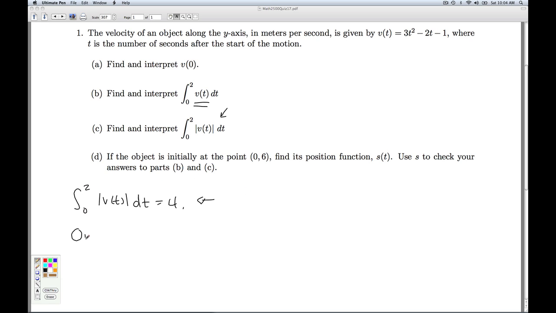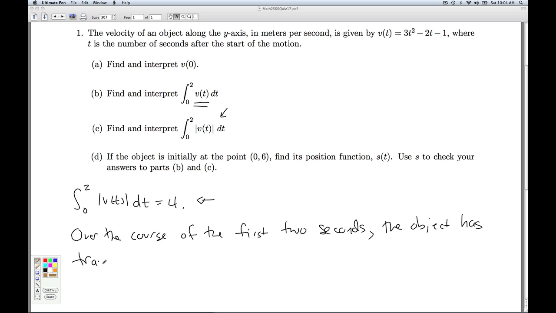Since we're going from t equals 0, which is the start of the motion, to 2 seconds later, we can say that over the course of the first 2 seconds, the object has traveled a total of 4, in this case, meters. So that'll do it for part C.